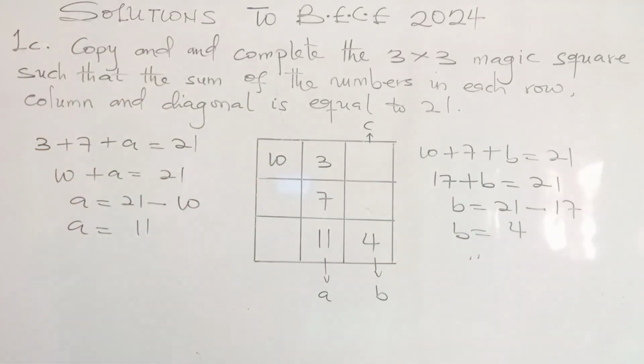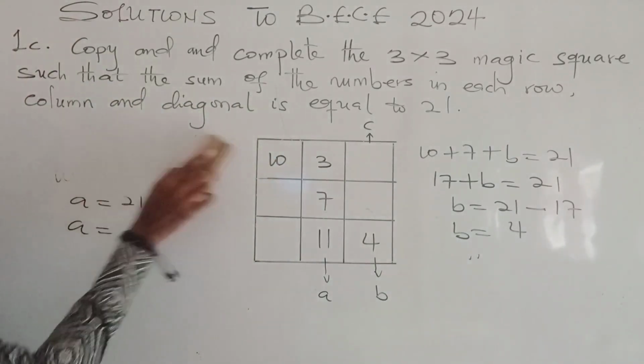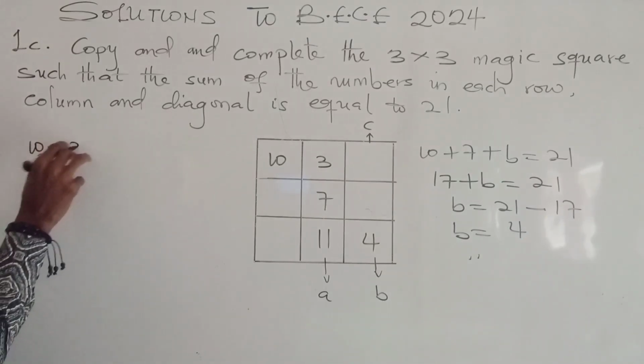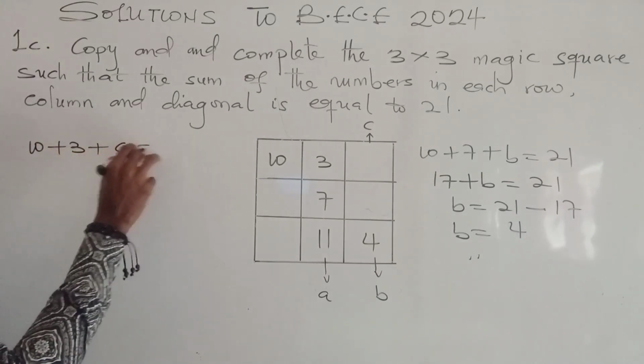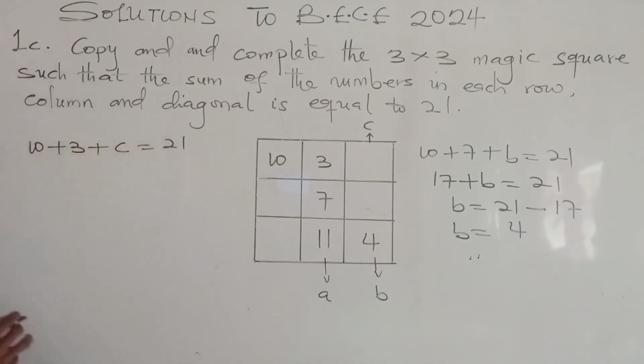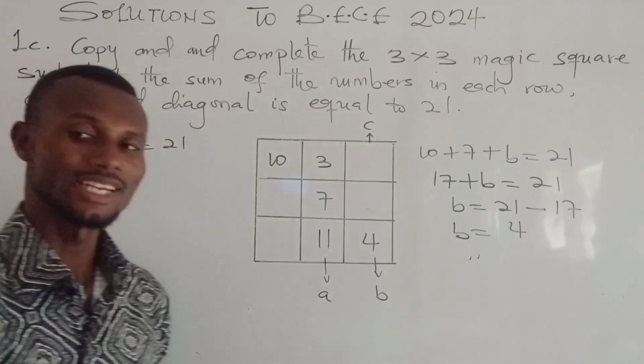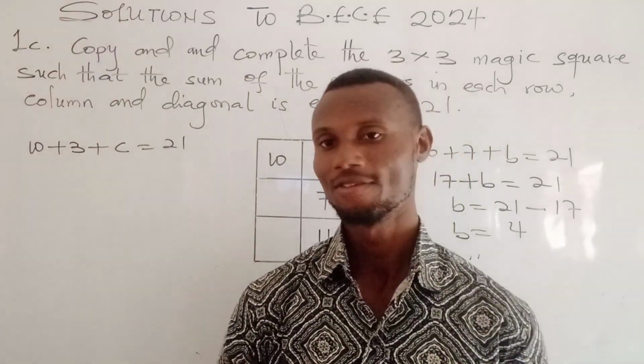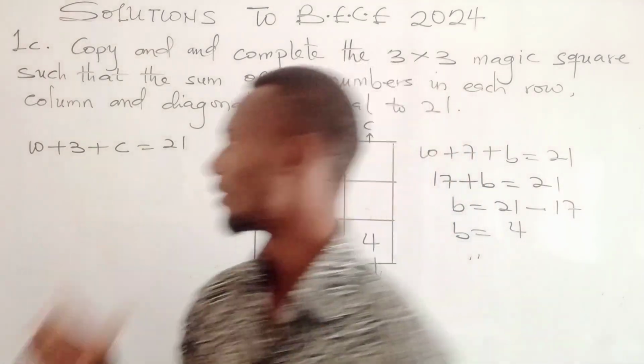So let me clean this side and let me continue from here. So it's going to be 10 plus 3 plus C equals 21. I hope you understand and you agree with me up to this point. And now this becomes a simple linear equation to solve for the value of C. Let's go ahead.